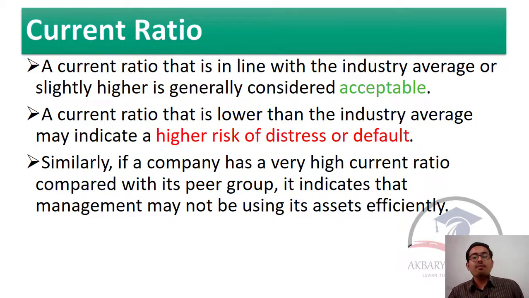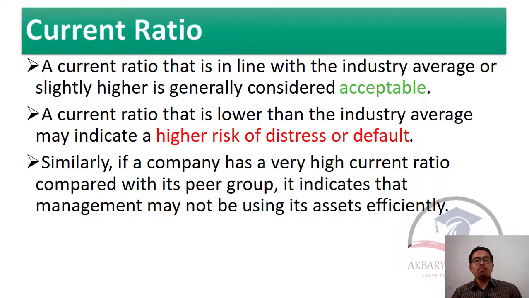Similarly, if a company has a very high current ratio, much more than the industry average compared with its peer group, it indicates that management may not be using its assets efficiently. That's one of the important points. Suppose the industry average current ratio is around 1, but the company has a current ratio of 5. This indicates that the company was unable to efficiently utilize its assets, like investing them. The management was unable to do that.